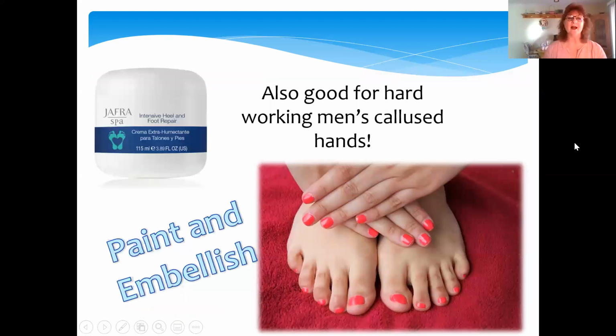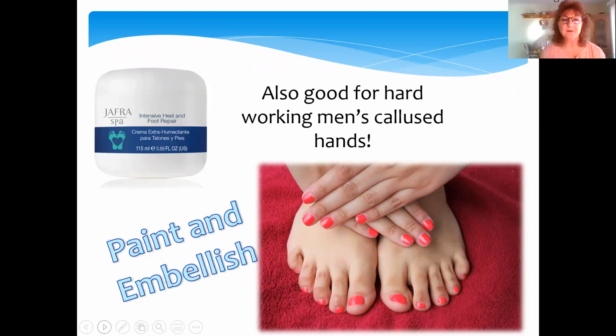All right, let's go ahead. When you're done too, remember that we've got the intensive heel and foot repair. And this, I'm going to tell you, this is what I offer men who tell me that their hands are calloused. This is great for men who have calloused hands. So you go ahead and just have them put it in their hands and rub it in twice a day, and it really works. Okay, paint and embellish is the last step.